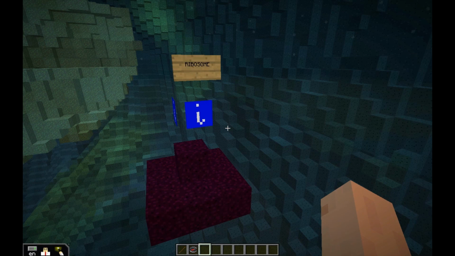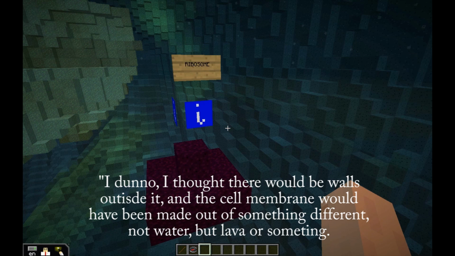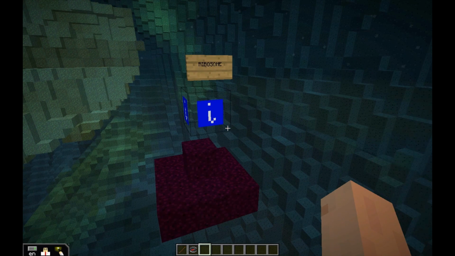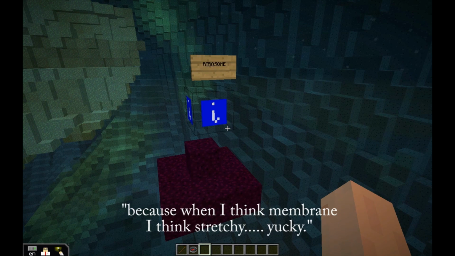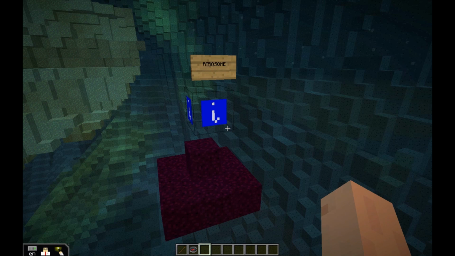What did you write? For what? You just said some fancy word I wanted to hear again. Translucent? Yeah. Why do you think I made the cell membrane translucent? I don't know. What if there were actual walls outside it? Okay. And maybe the cell membrane would have been made out of something different, like not water, lava or something. Okay. Because when I think membrane, I think stretchy, kind of yucky. Yeah. No, that's cool. I just wanted to find out what you were talking about when you said that word.